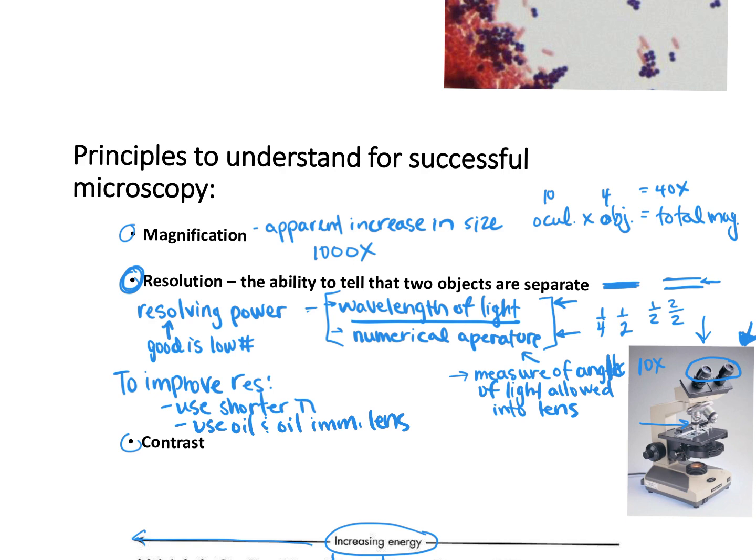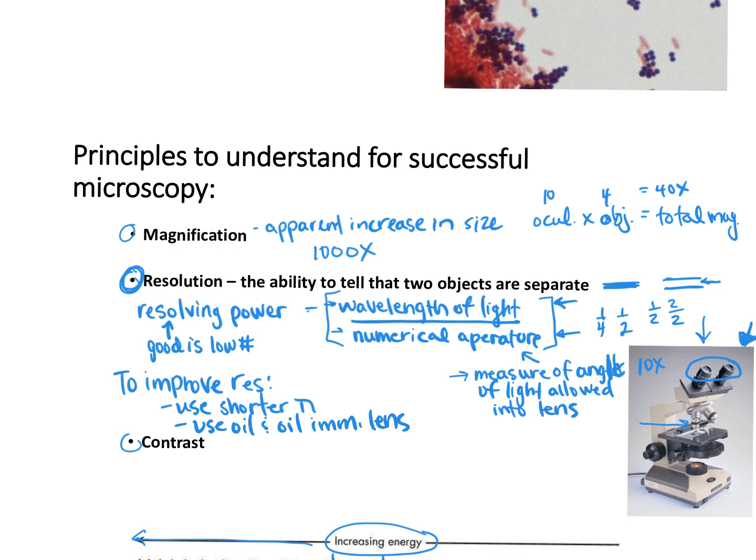So when we're viewing our cells in the lab, we always start out with low power just to find the cells, but then you're going to go right up to the oil immersion, because your cells aren't going to look like much unless we have that good resolution.